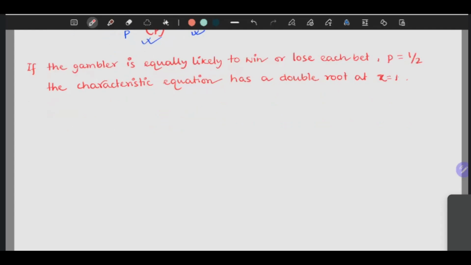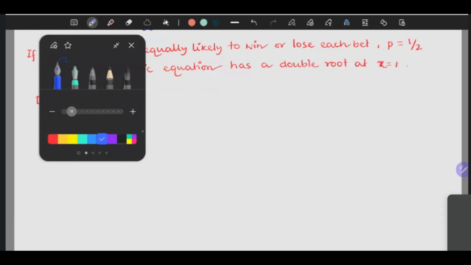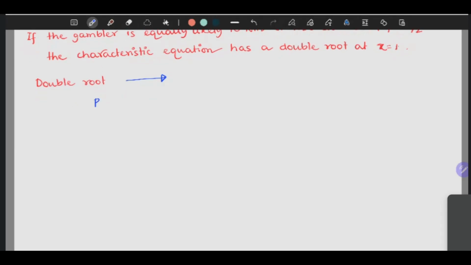So we will get a double root. It's a double root, so we'll consider only the double root, because the single root case we have discussed earlier. So a double root leads to the solution that Rn is equal to (a plus b n) r to the power n. So let's say this is equation number 3.